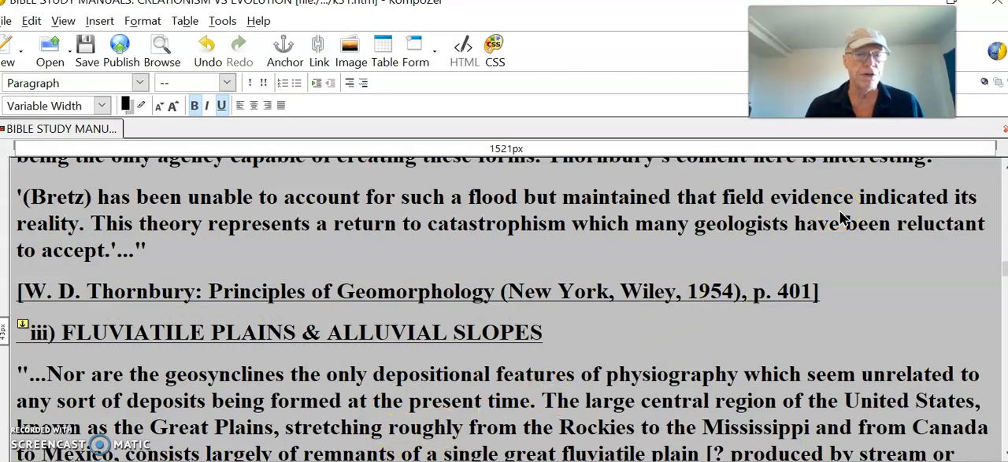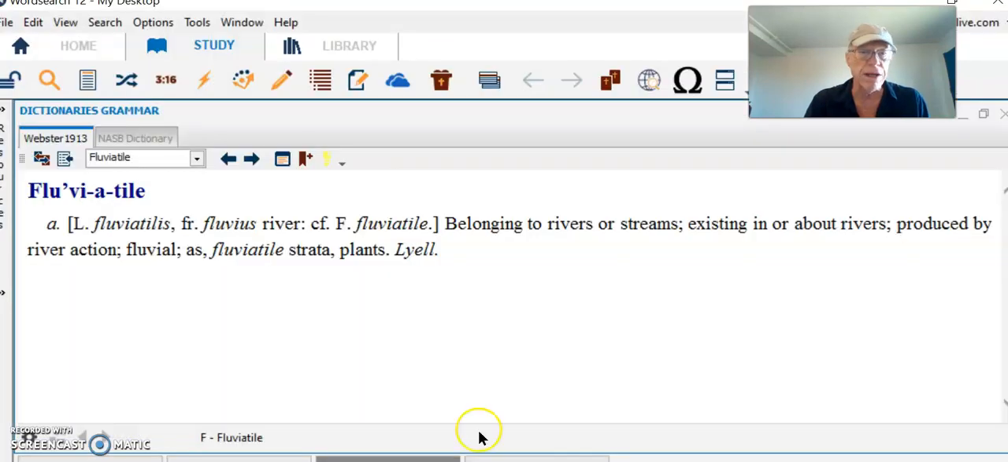Nor are there geosynclines, there's another word, nor are the geosynclines the only depositional feature of physiography which seem unrelated to any sort of deposits being formed at the present time. There's that word geosynclines. You have to get a vocabulary book, a geology dictionary. Well, we got a dictionary here.